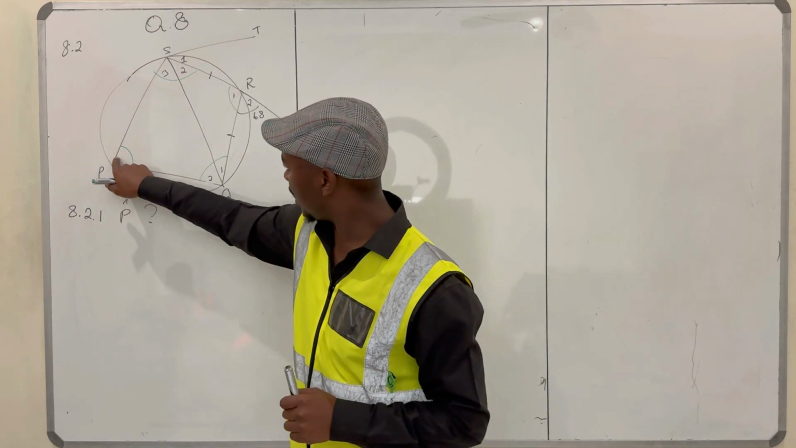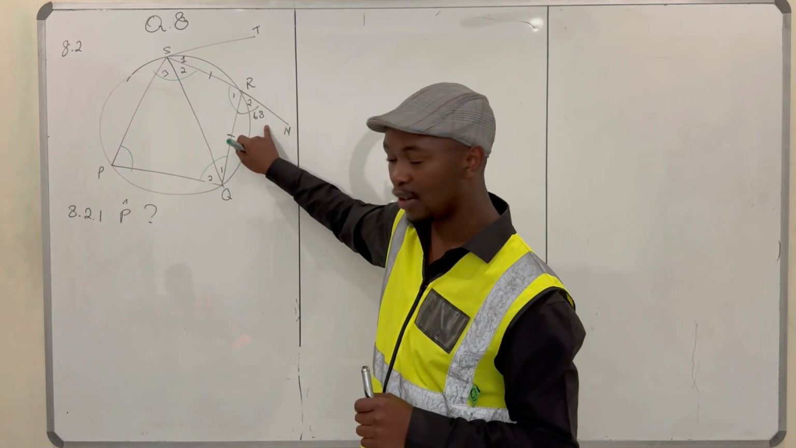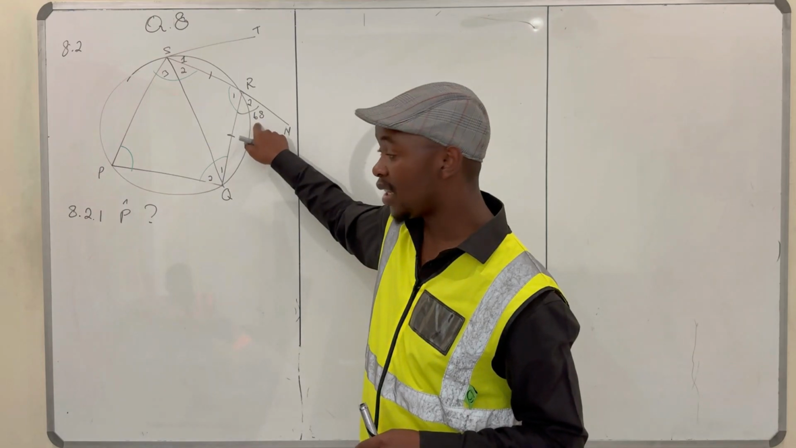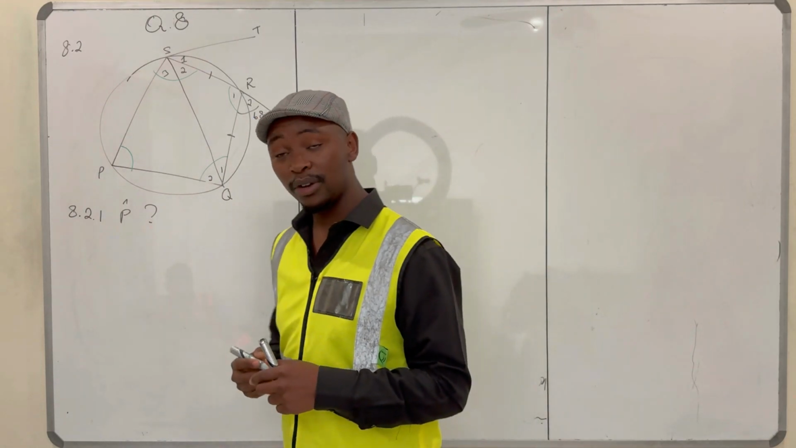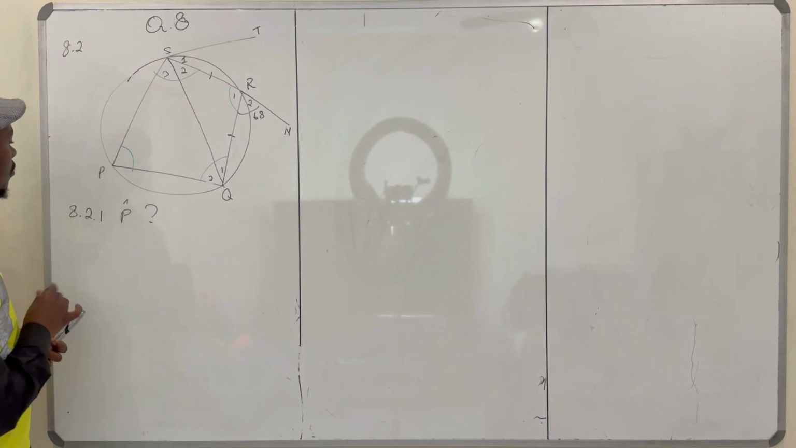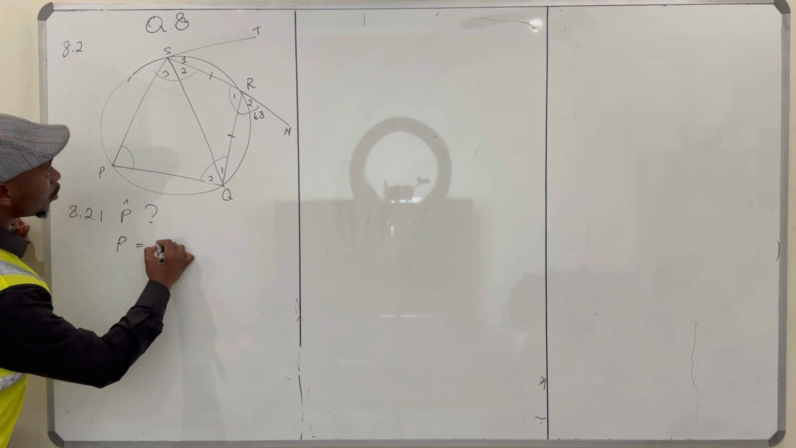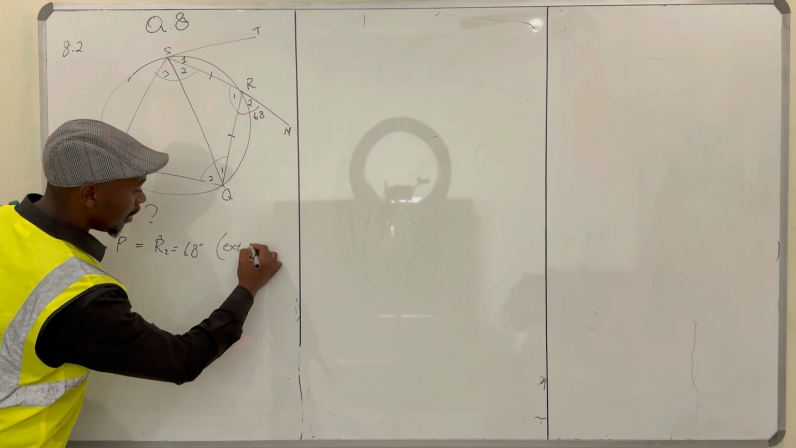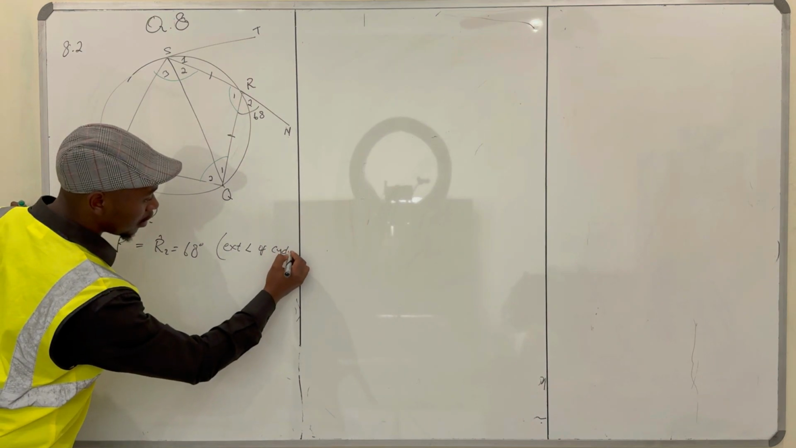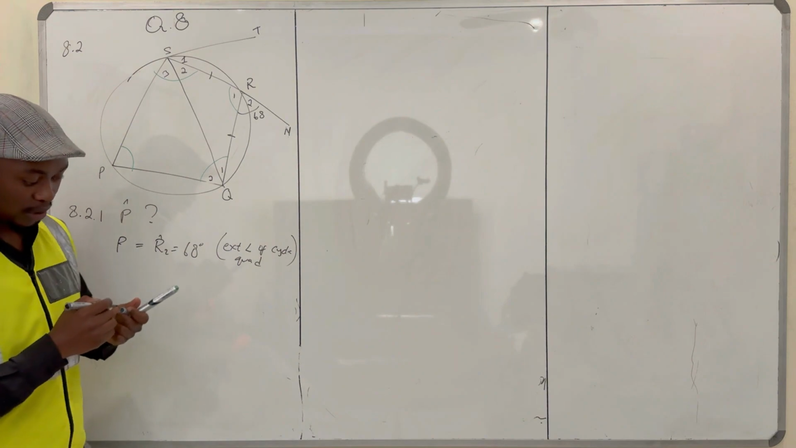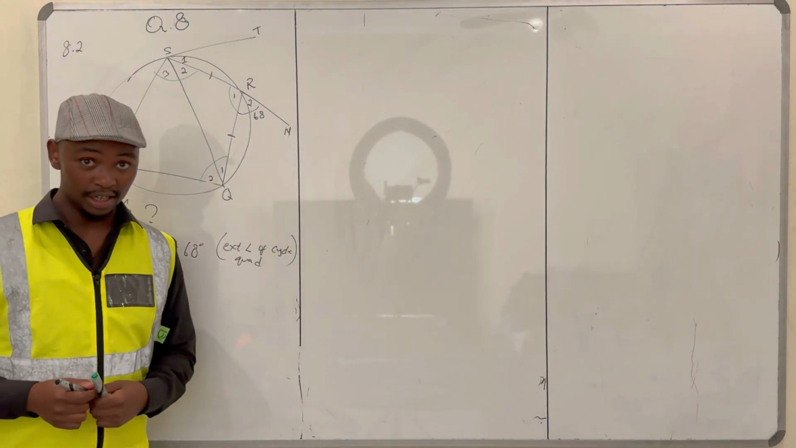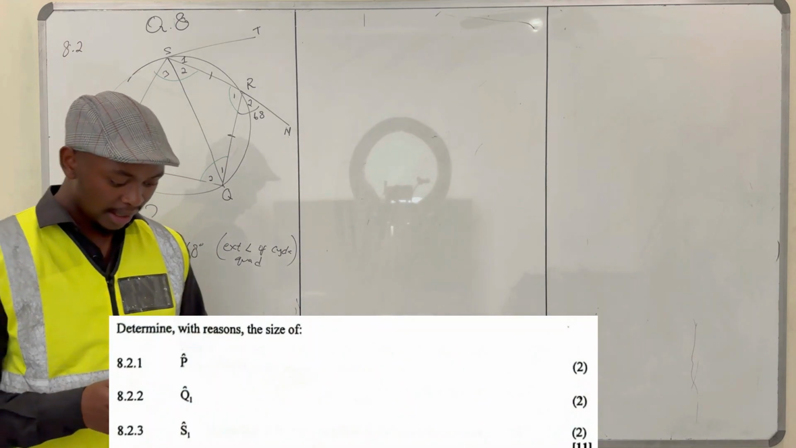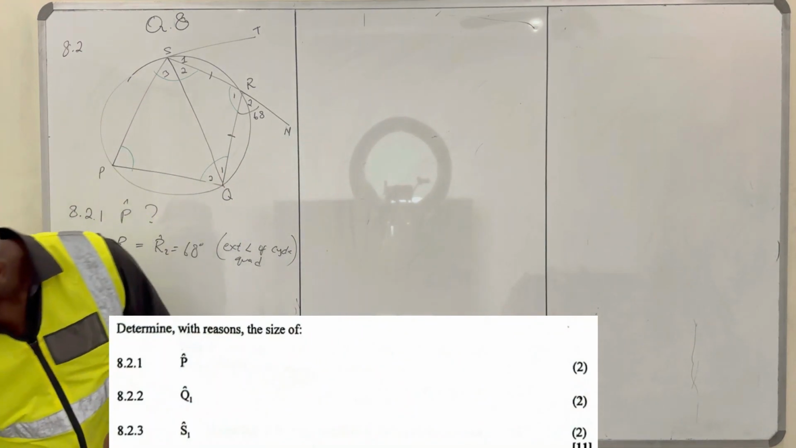Alternatively, the exterior angle of a cyclic quad is equal to the opposite interior angle in that same cyclic quad. And we do have that the exterior angle is R2, which is equal to 68 degrees. So we can already find P, that P is equal to angle R2, which is equal to 68 degrees. Reason: exterior angle of a cyclic quad. You can finish it. So the exterior angle of a cyclic quad is equal to the opposite interior angle of that cyclic quad. Okay, we have solved for angle P. Now the next question is asking us to solve angle Q1. Angle Q1.